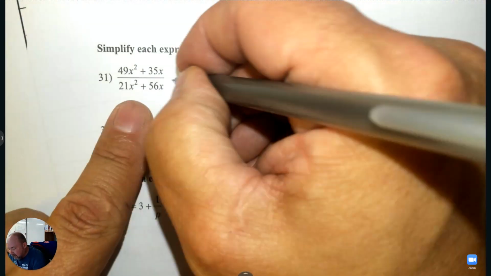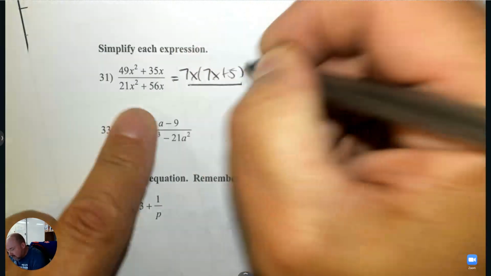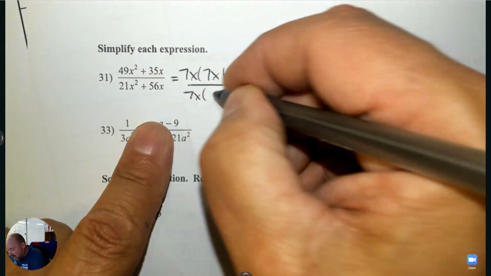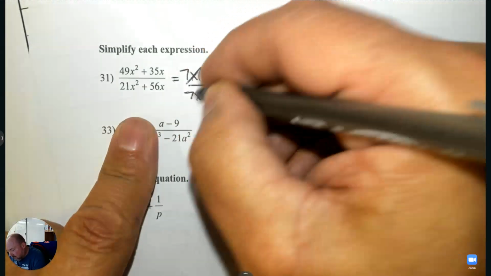Where are we at? 31. We're going to see if I might have to do a third video. That's okay. How do you simplify this? By factoring. So I factor out 7x, I get 7x plus 5. Factor out 7x, I get 3x plus 8. These cross out, and there's your answer.